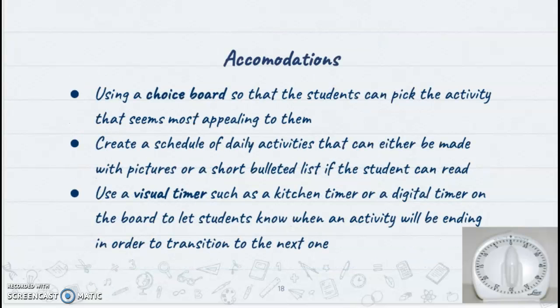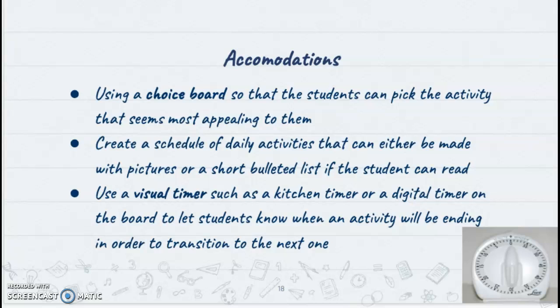There are also many accommodations that can be used for students with ASD. For example, using a choice board that does not have very many options so that the students can pick the activity that seems most appealing to them. This allows the student to pick the activity that they want to engage in the most, which will lead to more attention being given during that activity. Another accommodation is creating a daily schedule of daily activities that can be made either with pictures or a short bulleted list if the student can read. This allows the student to transition much easier throughout the day.